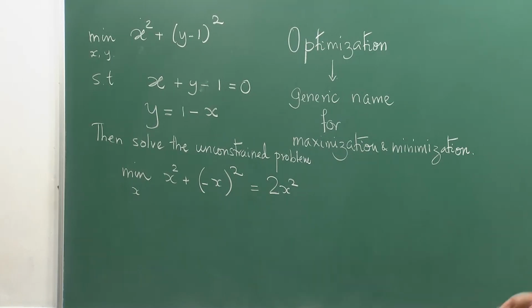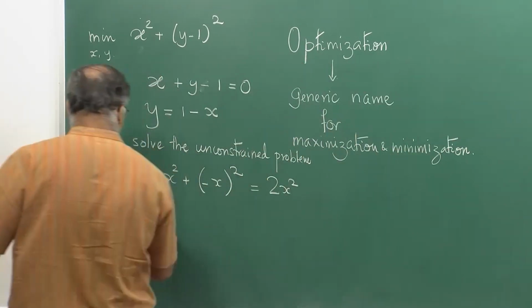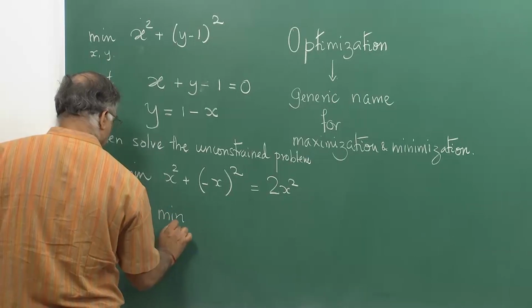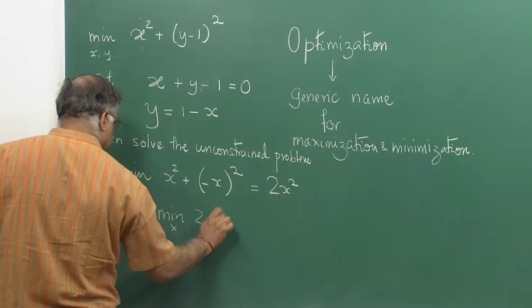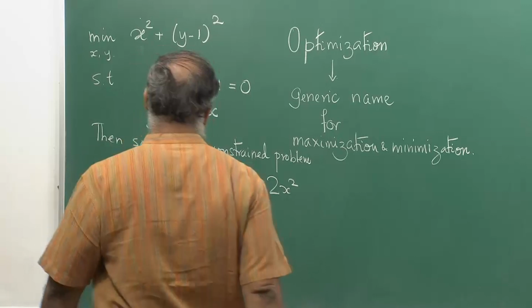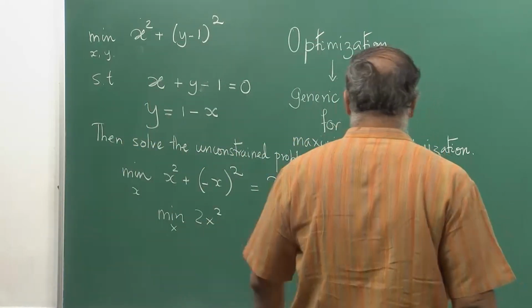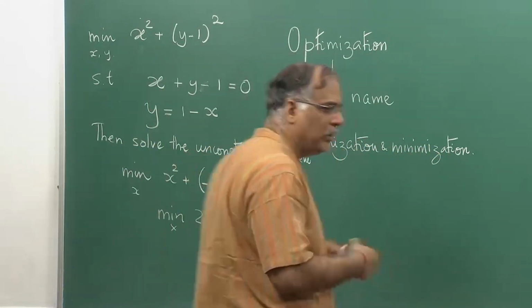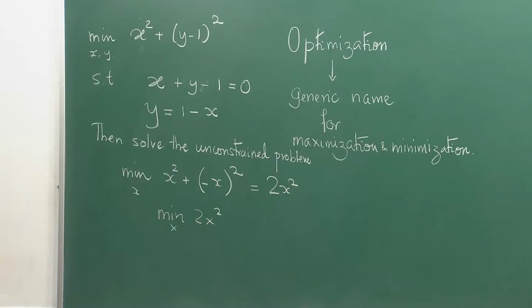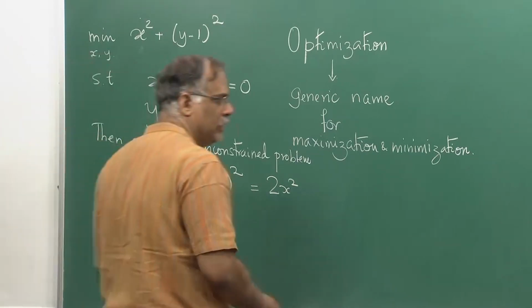So, I have changed the problem to minimizing 2x square over x, and you know what the minima is, and hence you can solve it. Now, what is the idea? What if I write it in a very general framework? What is my idea? In a general framework, I have the following idea.